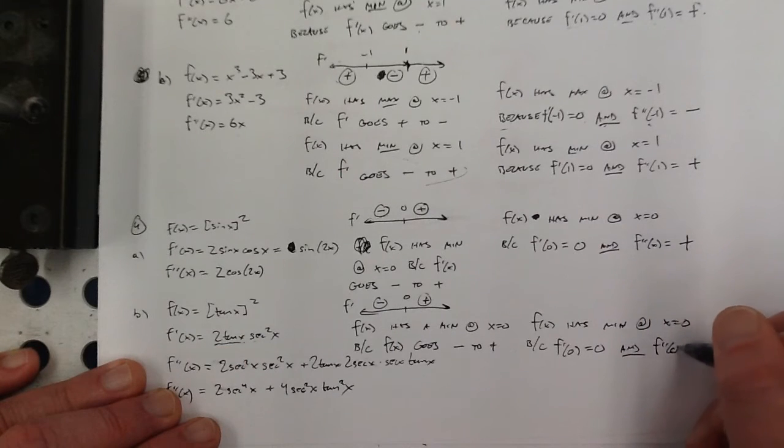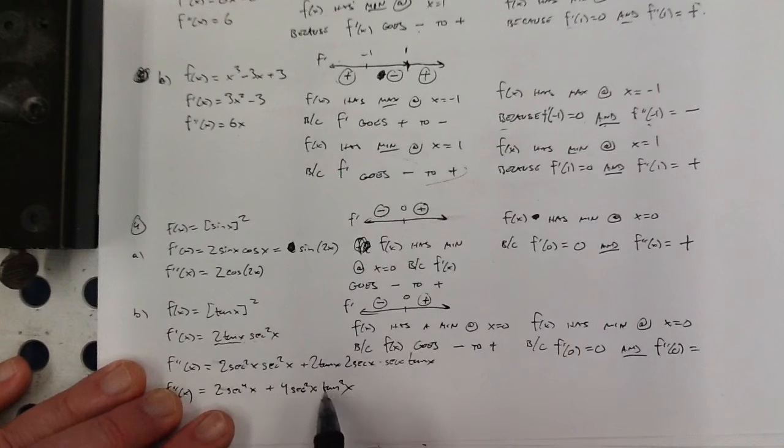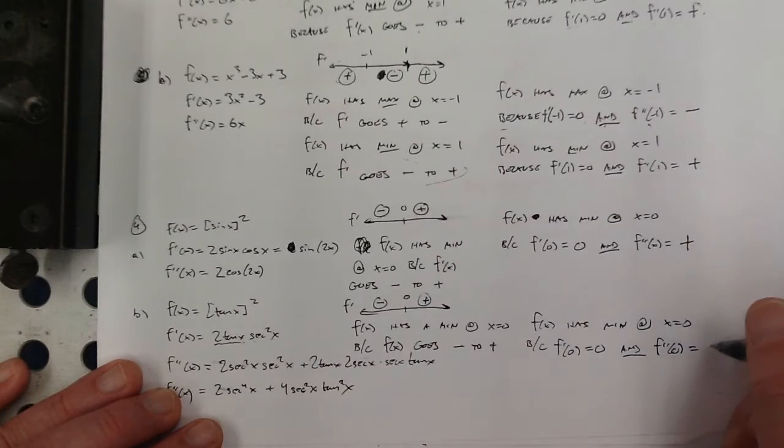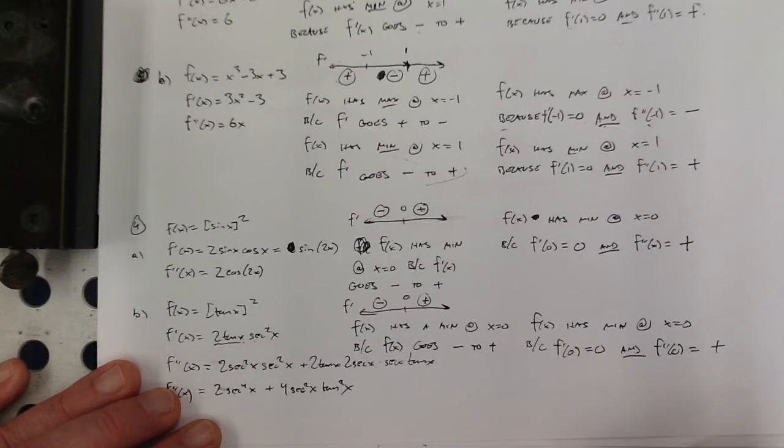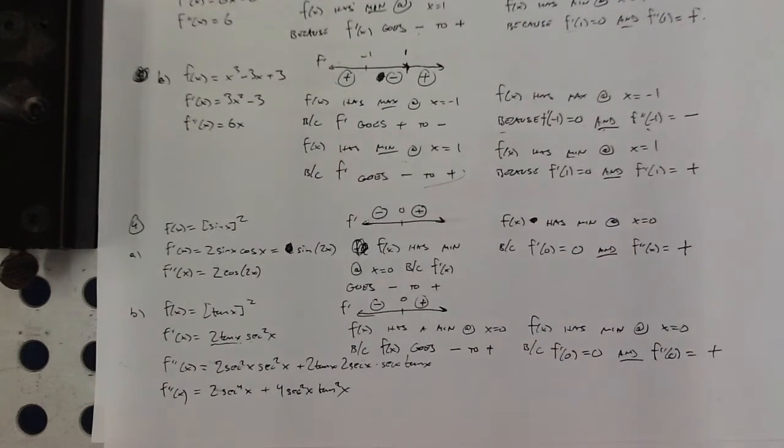And f double prime of 0 is, all right, let's see. This has a tangent in it, so that's going to be 0, because tangent of 0 is 0. And secant of 0 is like cosine of 0, which is 1, upside down, which is 1, times 2, so that is positive. So there we go. That's a lot for those little 3 and 4.